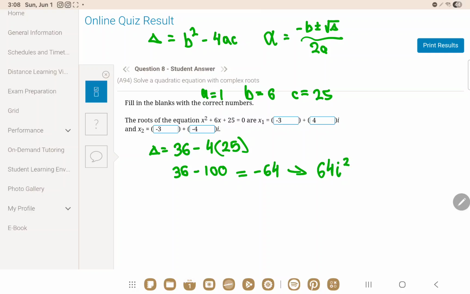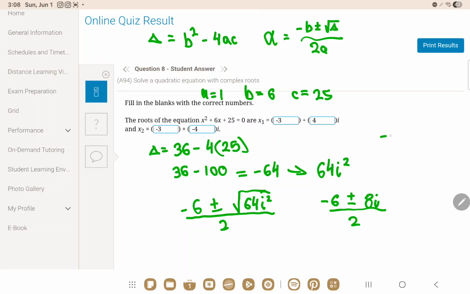Now, let's solve. We have negative b, which is b is 6, so negative 6 plus minus the radical of 64i squared all over 2. Now, it's basically negative 6 plus minus 8i all over 2. Now, what can you take out from the top? You can take out 2, right? So you're left with 2 and 2.